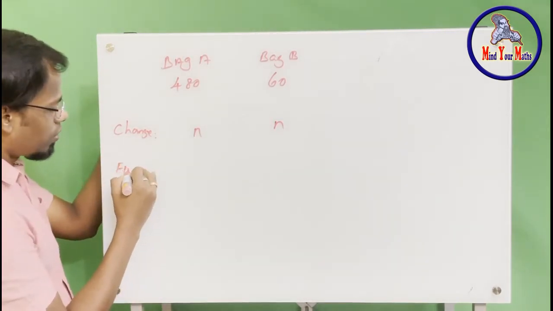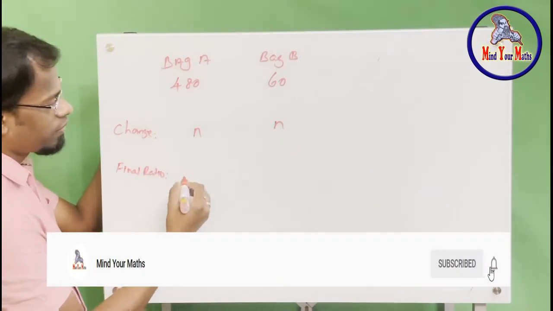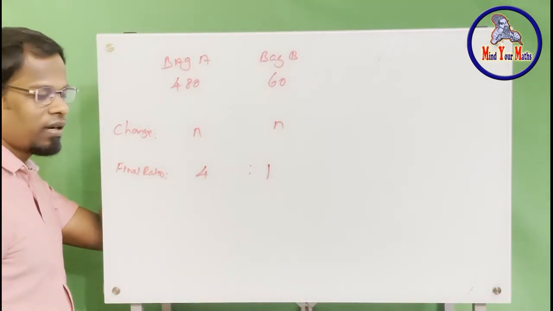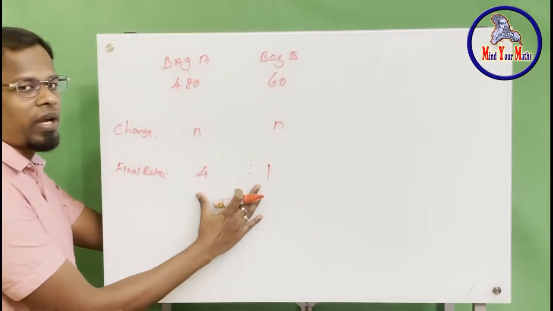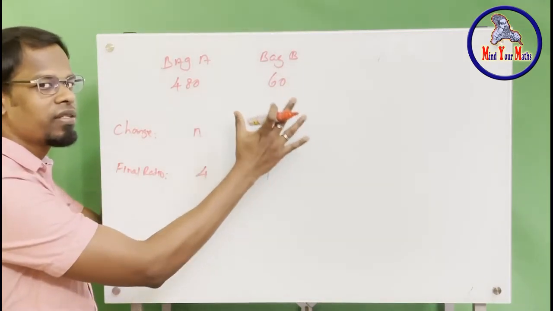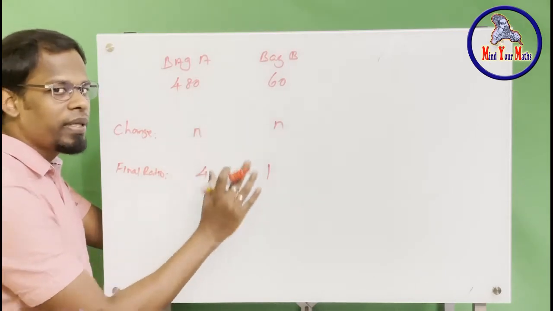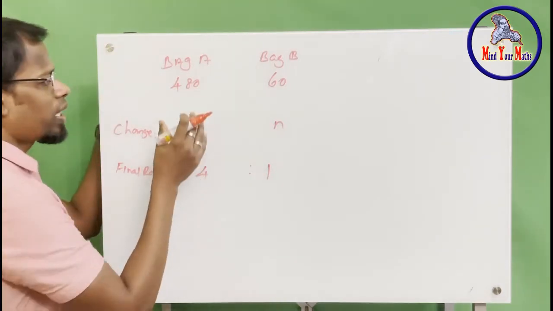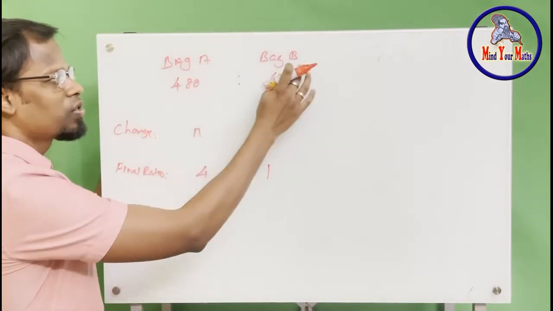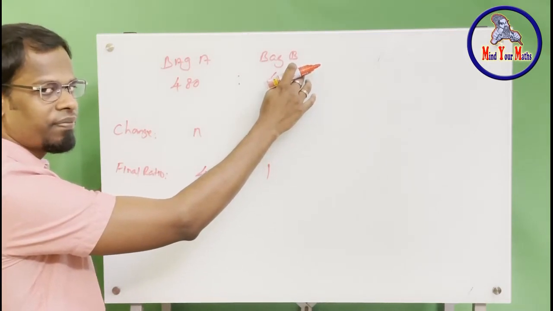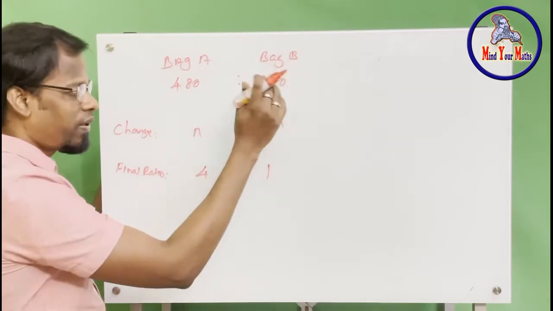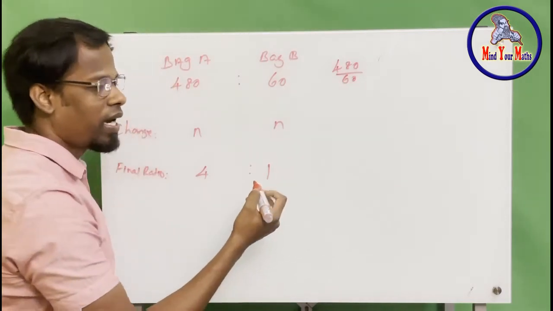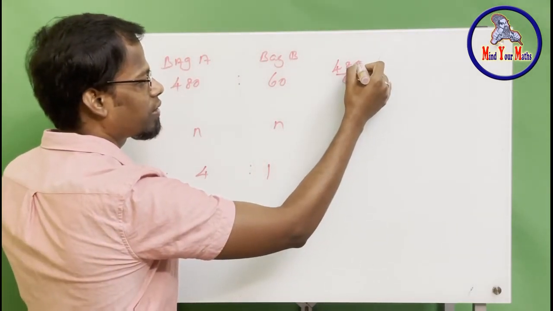Now the final ratio is 4:1. So far clear? Because this problem is talking about ratio, we have to convert everything into a ratio so that it will be easy for us to find the answer. Now what is the initial ratio between bag A and bag B? What should we do for that? Very good, we need to divide 480 by 60. You can cancel it by 60 itself.